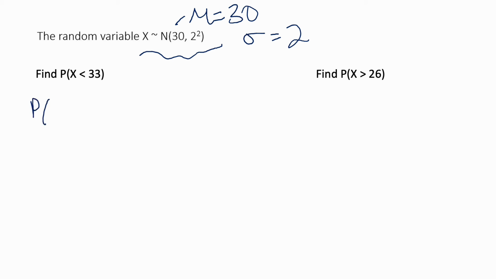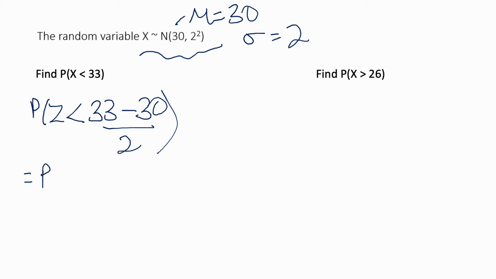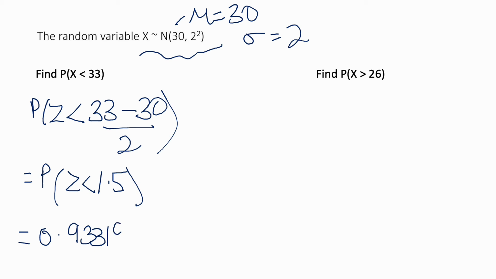So in this example, we are going to look at a normal distribution with a mean of 30 and a standard deviation of 2. To standardise it first of all, so we can use the Z values, we say this is the same as the probability that Z is less than 33, take away the mean, which is 30, and divide that by 2, the standard deviation. That is the same as the probability that Z is less than 3/2, or 1.5. We can just look on our table for 1.5 and we get the answer, which is 0.93319, or we could round it to 4 decimal places.